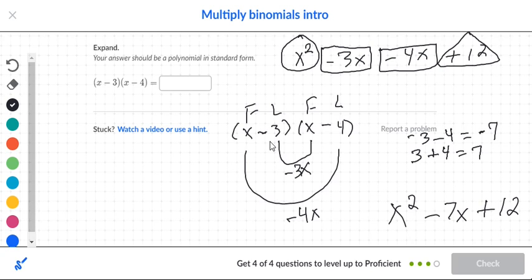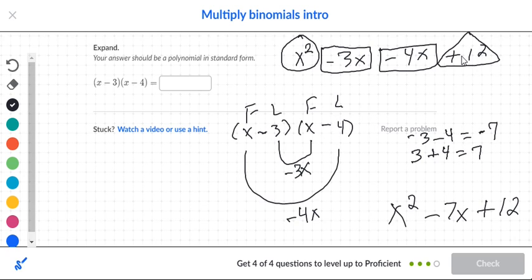So again, the first terms, those are x's, so we just count them up. That's where the x to the second came from. The inside smile, that's a -3 with an x, so that's a -3x. The outside was an x and a -4. That becomes a -4x. And then the last term is a -3 and a -4. Well, that's going to be 12, and it's a positive 12 because of the negatives.